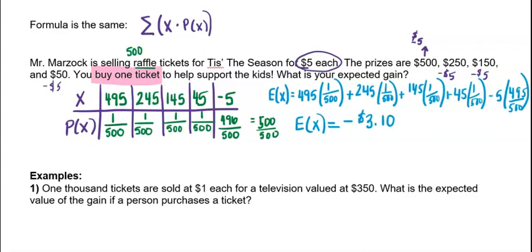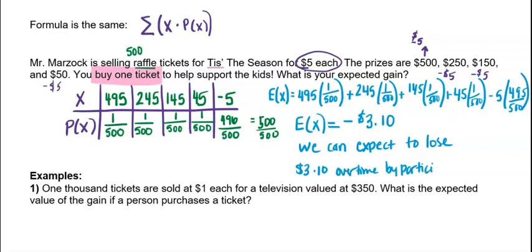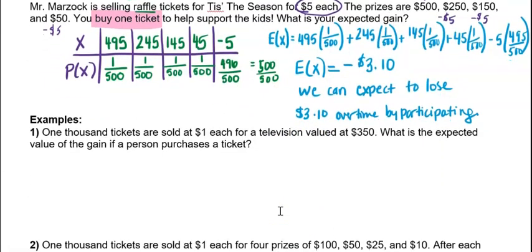$3.10. So this means we can expect to lose $3.10 over time by participating. You will pretty much not find any type of raffle or lottery where your expected value is positive over time. I mean, if you do find one that's positive, partake.